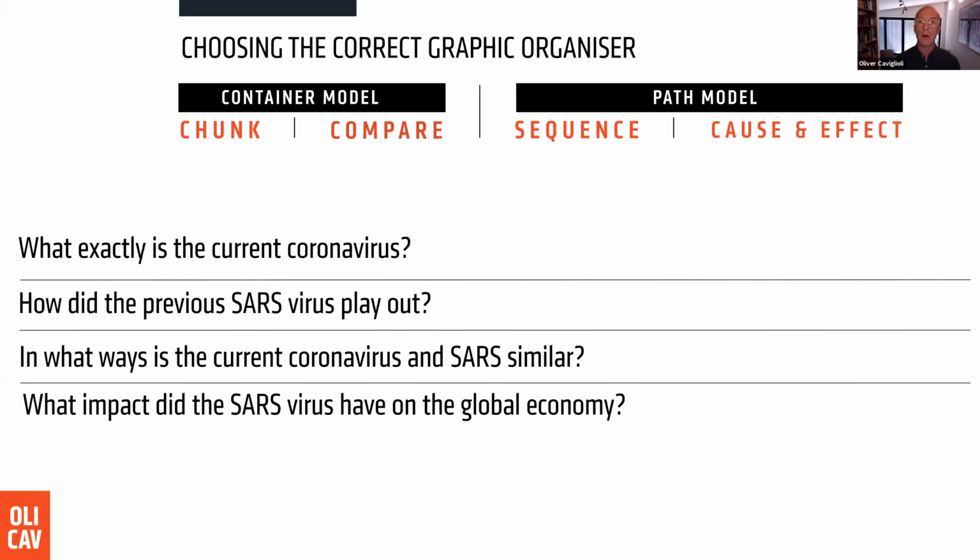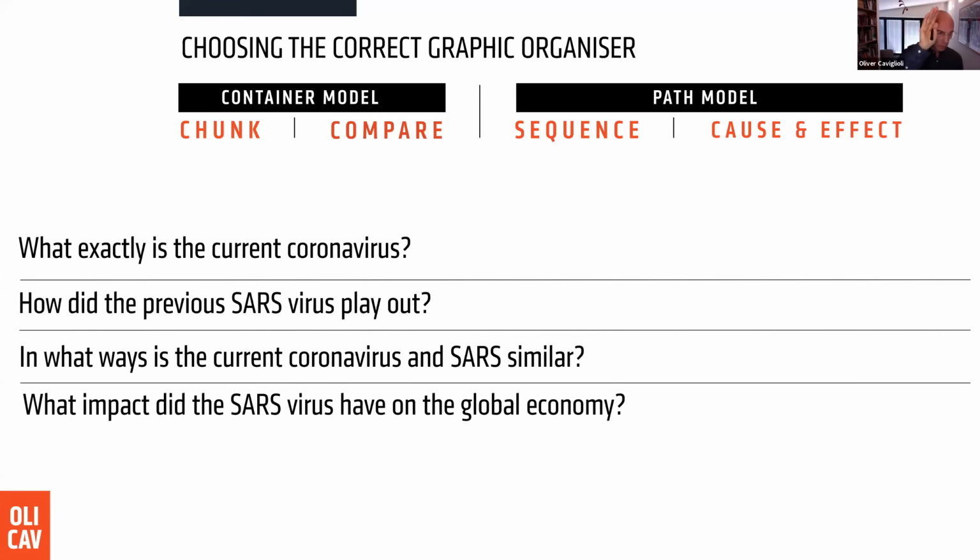And I want you to tell me which word or words trigger, signal for you whether you need to look, it demands that you're thinking of a container model or a path model. And the 3rd part, which would be a graphic organizer under the chunk, compare, sequence, or cause and effect. So it's keyword, container or path, and then which of the 2 types of graphic organizers within them.